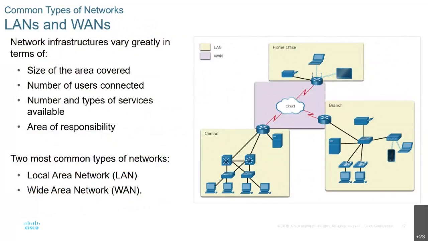When you connect different local area networks through the internet, if you connect them through high speed data centers like a cloud, then you can actually create a wide area network. Every time you go out of a local area network, what is the device that you see? Router.